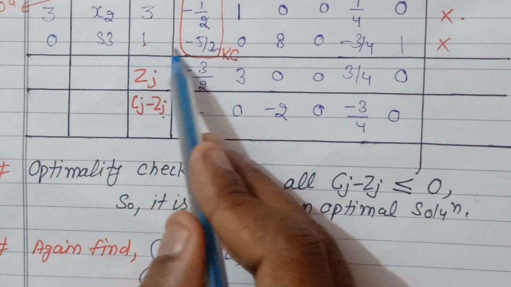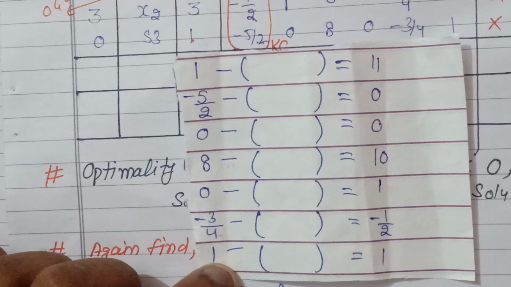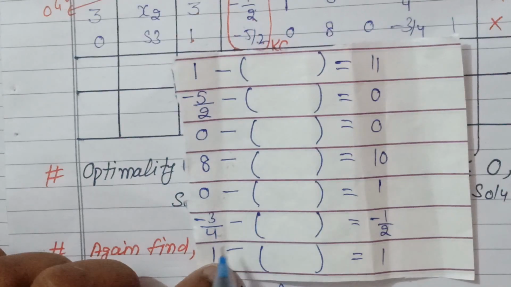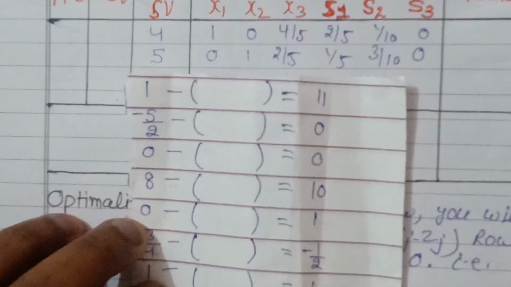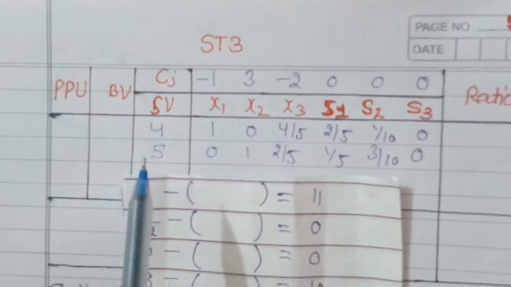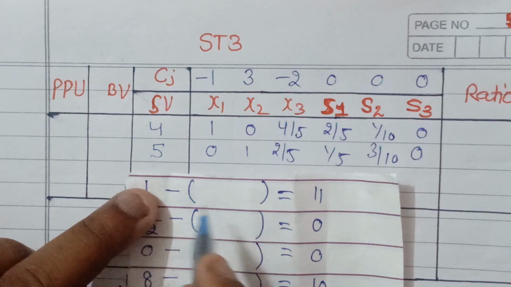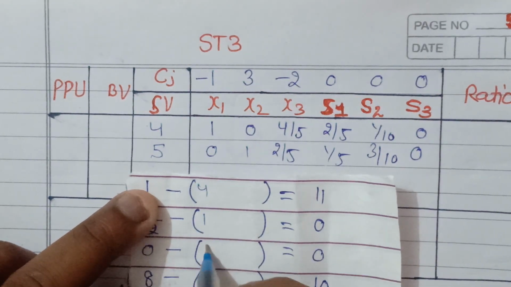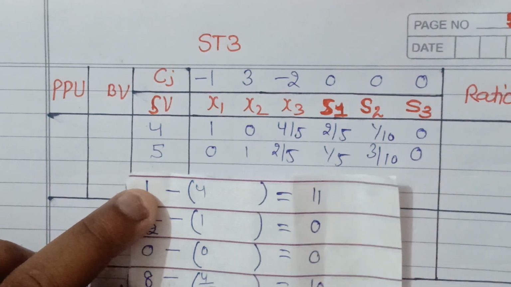Again we have to make a mathematical calculation. So let us write all these elements of this row in the form of a column. These elements have been marked in the form of a column here, then a minus sign has been made here, then a bracket. Again you have to use the values of simplex table 3 where we have made the key element unity. Now again writing these values in the form of a column here: 4, 1, 0, 4 by 5, 2 by 5, 1 by 10 and 0.